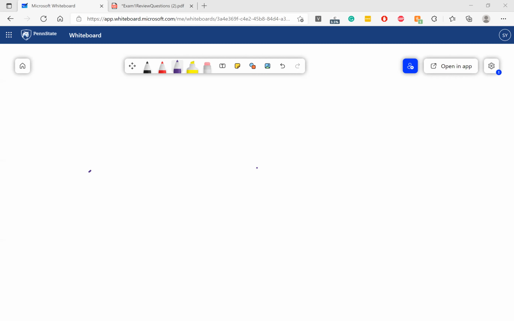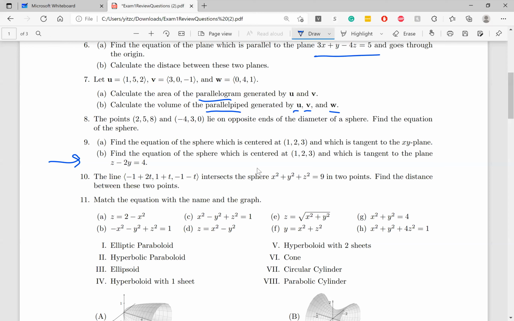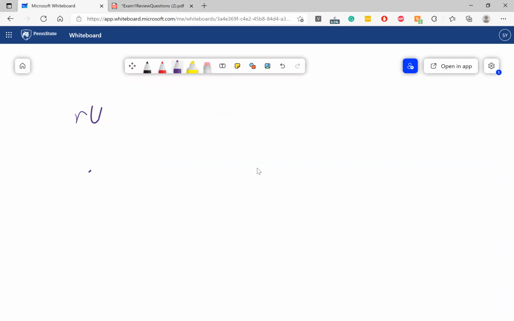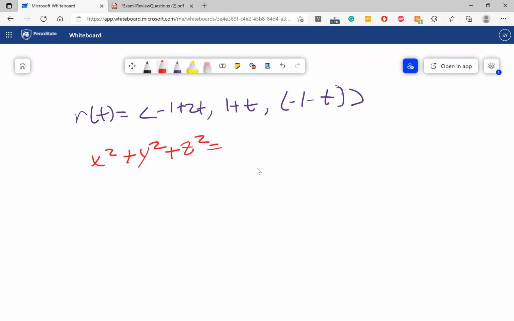Okay, so we are going to continue with problem 10. Problem 10 asks, we're given a line that intersects a certain sphere in 2 points, and we want to find the distance between these 2 points. The line we're given is r of t equals -1 plus 2t, 1 plus t, and -1 minus t. And the sphere is x squared plus y squared plus z squared equals 9.